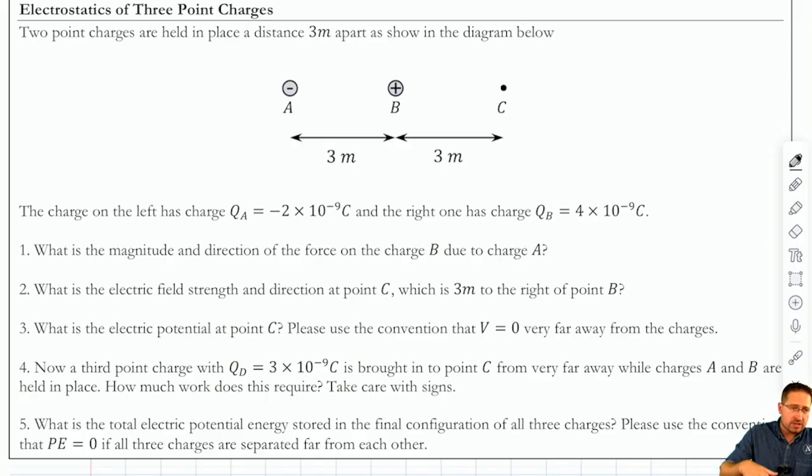So let's now look at this problem, which is actually a nice review of a whole bunch of different things. But it allows us to use the formula kq over r for the electric potential created by a point charge, and so that's always nice. We have 2 point charges 3 meters apart, and then point C 3 meters to the right of B. And we know QA, QB. What is the magnitude and direction of the force on the charge B due to A?